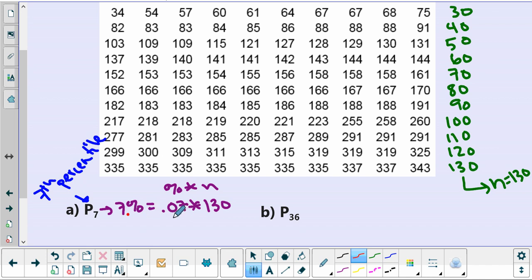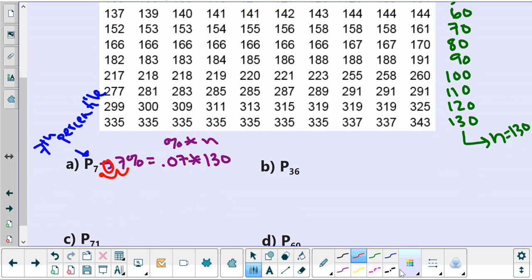This trips people up all the time. Wherever your decimal point is, you move it back 2 places. Always move it 2 places. In this case, that gave me an open hole. I fill in that open hole with a 0. So I've got 0.07 times 130. Type that into your calculator. 0.07 times 130 gives me 9.1.